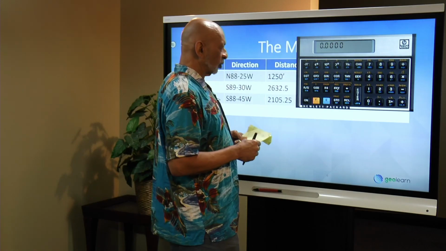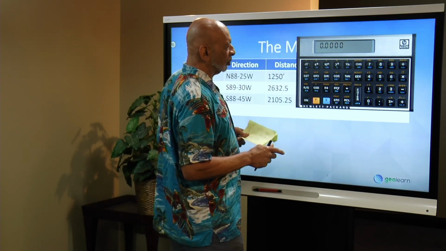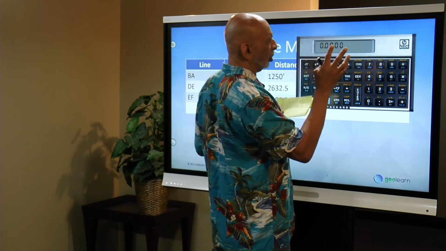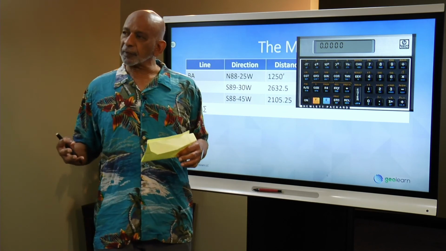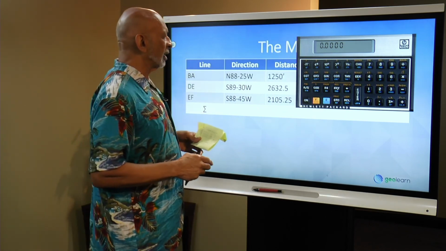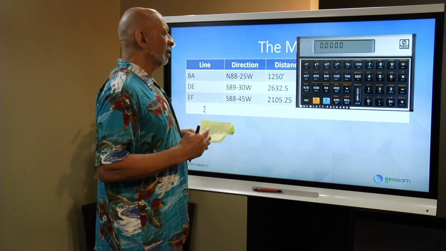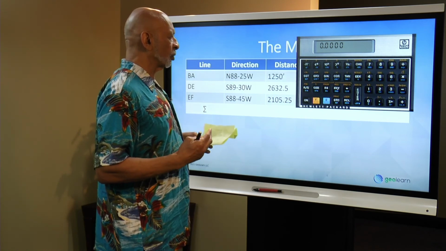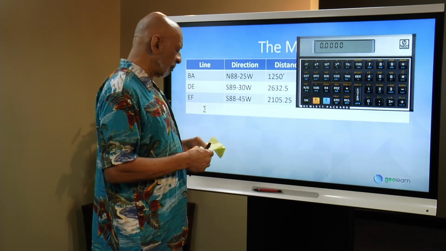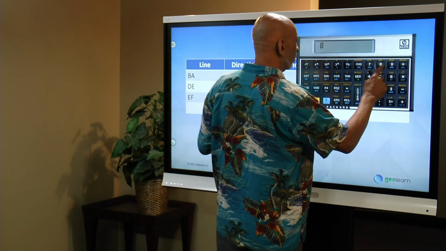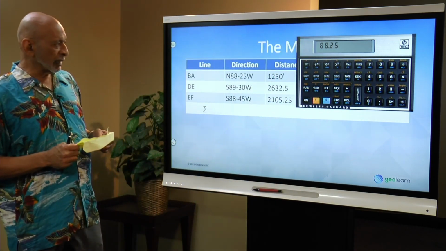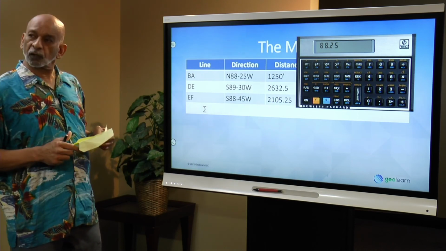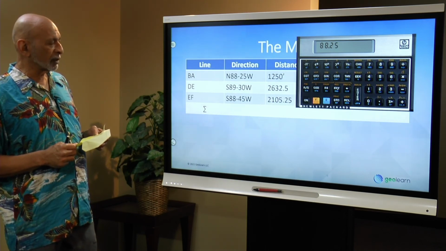Keep in mind that you have functions on calculators that will convert degrees, minutes, and seconds to decimals. So make sure that you don't forget to do that kind of thing. Just as an example, if you put in 88.25, which is the first line, as a decimal like that, you can't take the sine or cosine of that. You have to first convert it to decimals.